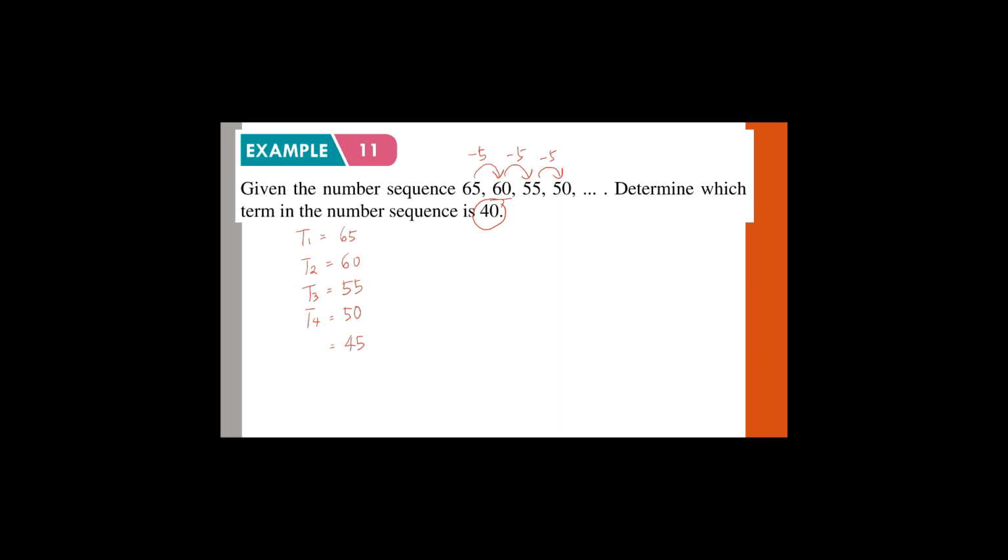45, because you minus 5. So this will represent term 5. And then now we reach 40, because we minus 5. So this is term 6. Yes. So when they ask you to determine which term in the number sequence is 40, you just write down, hence, term 6 in the number sequence is 40, or 40 is the 6th term, by referring to what you have found out here. Okay?